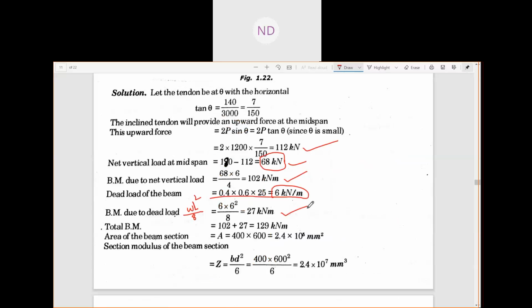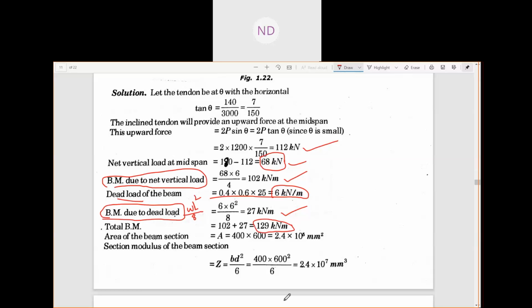So the total bending moment will be the bending moment due to the vertical load plus the bending moment due to the dead load of the beam, which is the UDL. After adding these two, the total bending moment we now have is 129 kilonewton meter. So after that we can proceed.